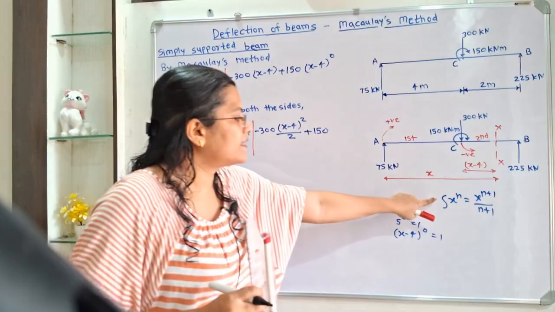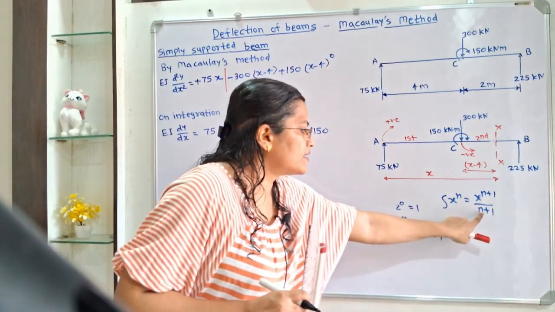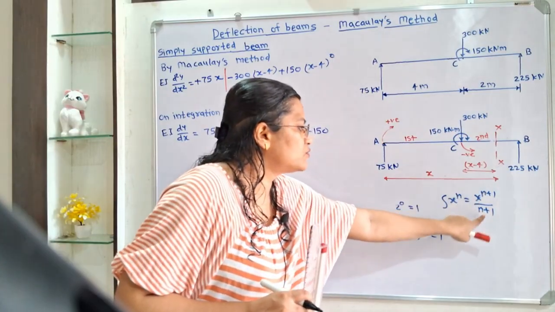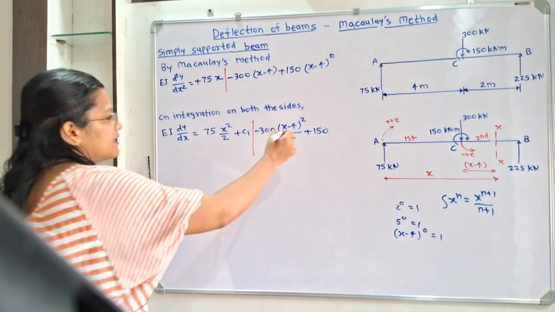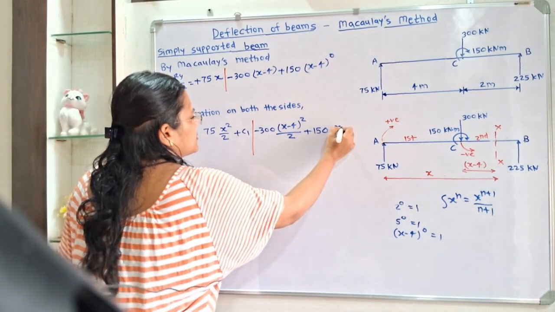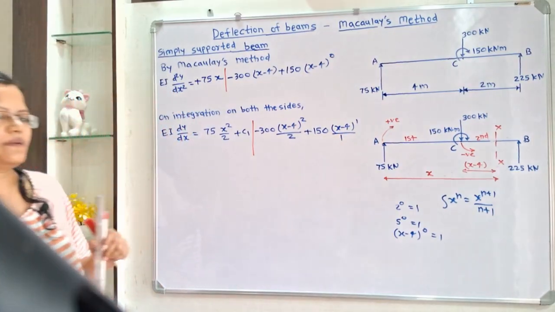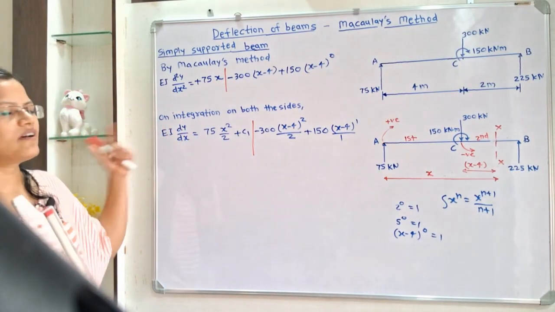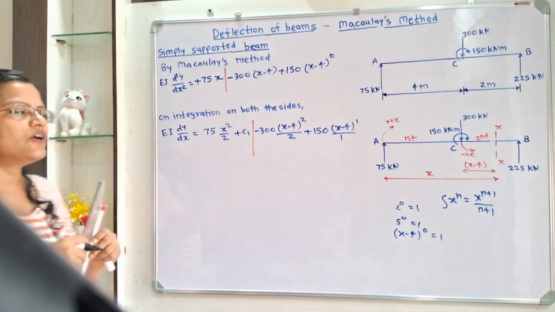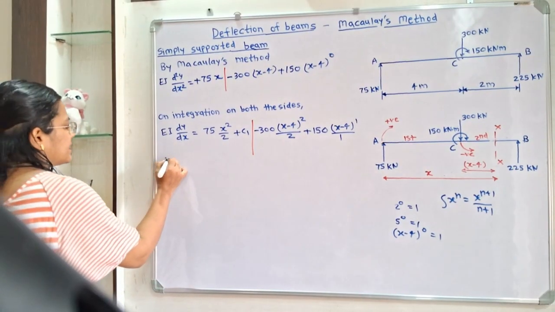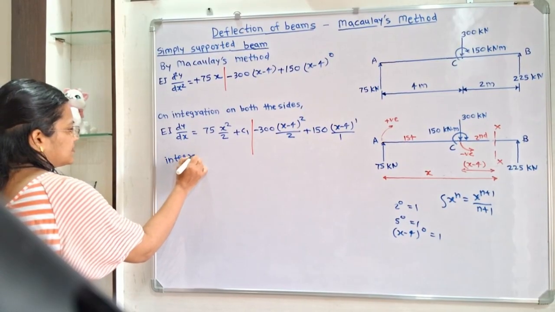So how to write here? (0 plus 1) divided by (0 plus 1), that is x raised to 1 by 1. So I will write here multiplied by (x minus 4) raised to 1 divided by 1. So this is the first integration. Now again we have to take the integration on both the sides.